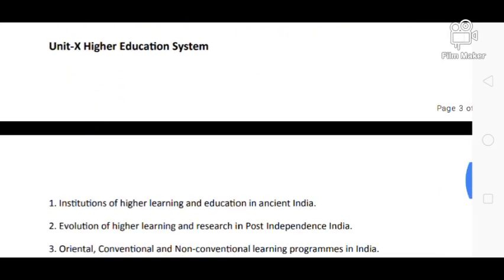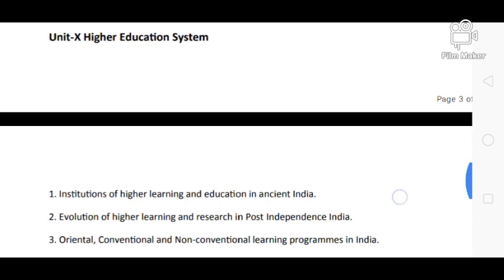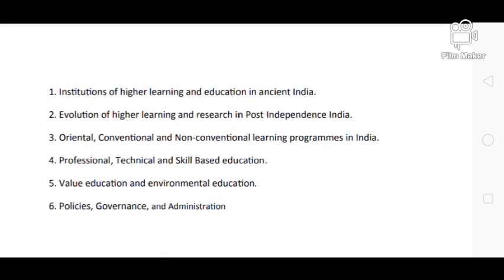Next, we have higher education system. We have to know about the higher education system. Unit 10. In Unit 10, we have higher education system. Here we have institutions of higher learning and education in ancient India. We have to know about the institutions of higher learning and education of ancient India.